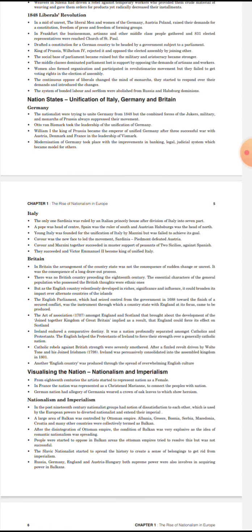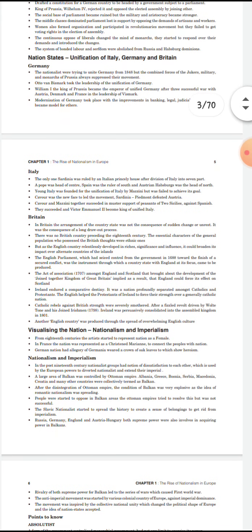As the English nation steadily grew in wealth, importance and influence, it could extend its impact over the other nations of the islands. So they made an impact over the other countries of the islands. And the English Parliament seized power from the monarchy in 1688. The end of this struggle was the instrument through which a nation-state with England at its center came to be forged.